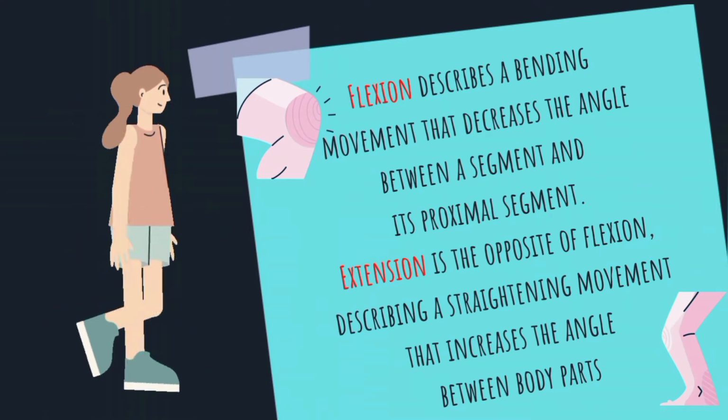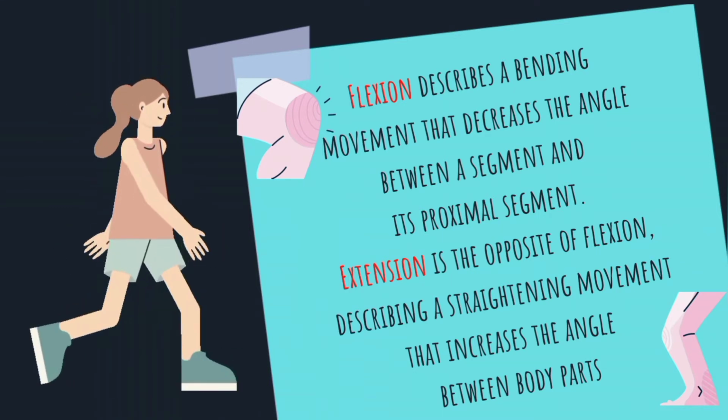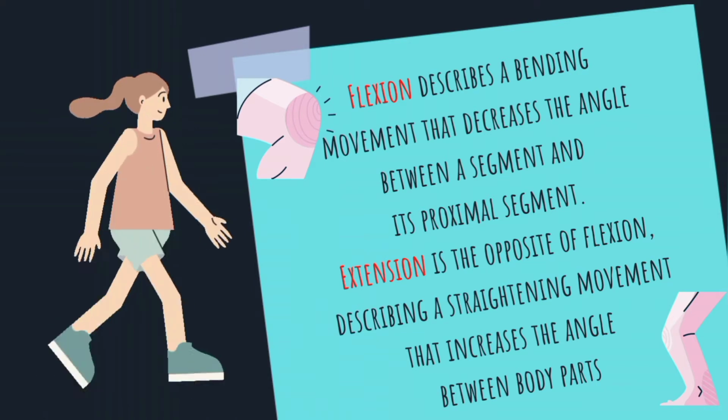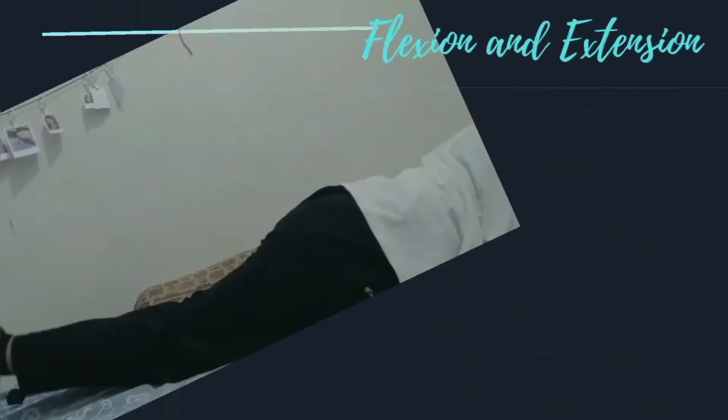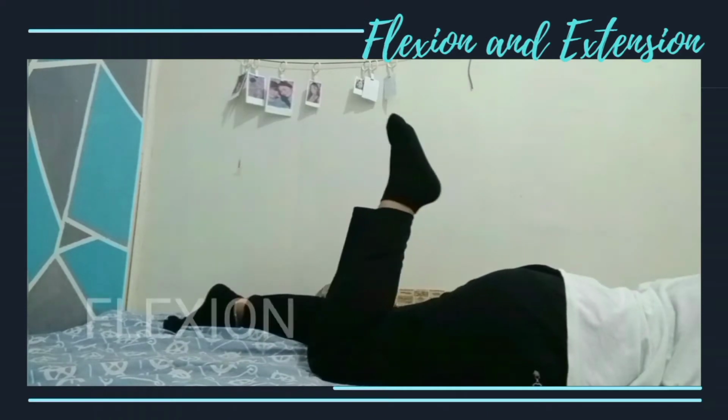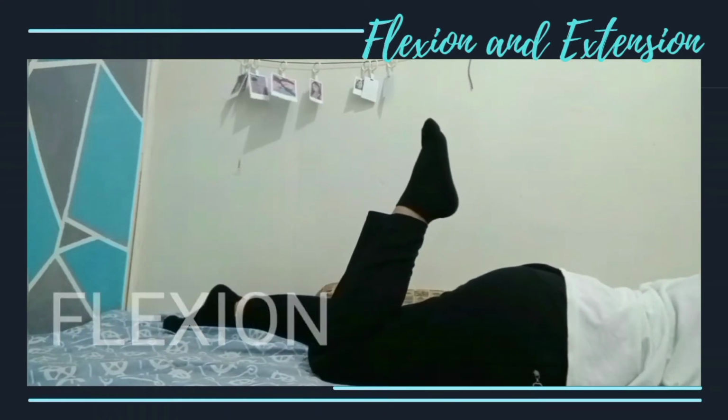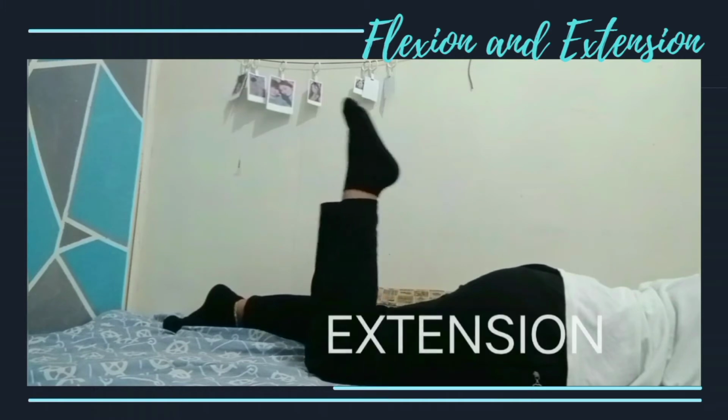The literal definition for flexion is to bend, while extension is to straighten. Flexion describes a bending movement that decreases the angle between a segment and its proximal segment. Extension is the opposite of flexion, describing a straightening movement that increases the angle between body parts.